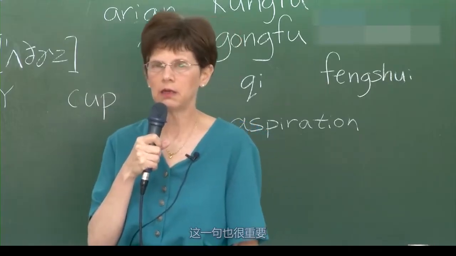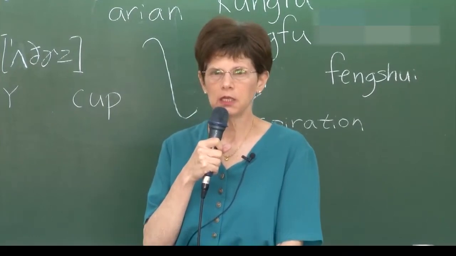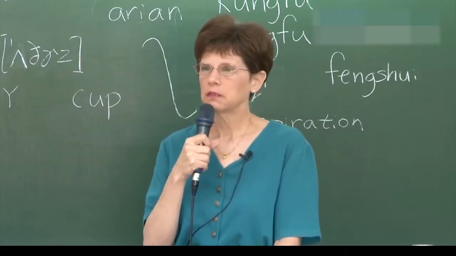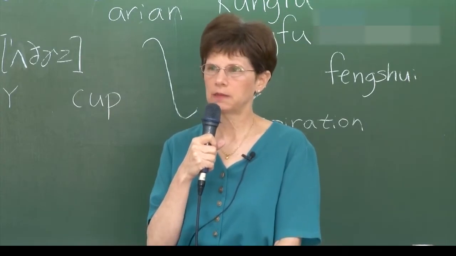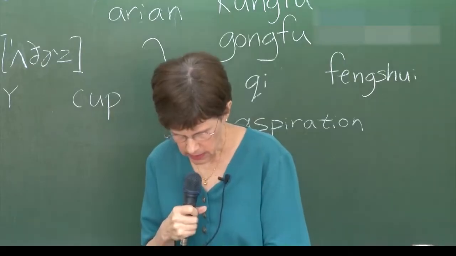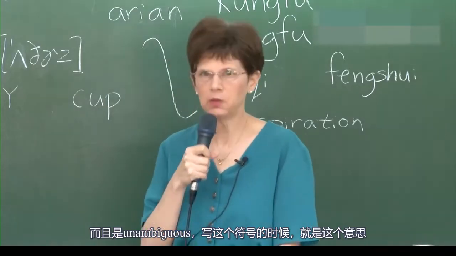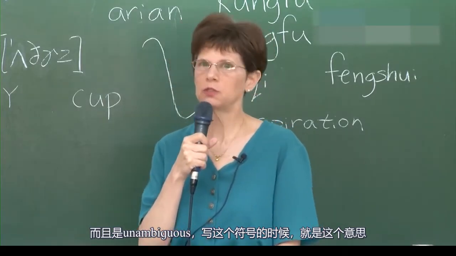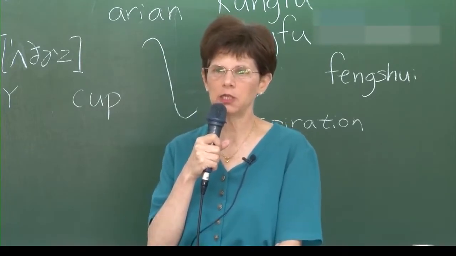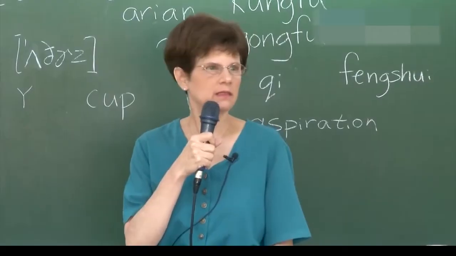These groups of sounds, the phonemes, are abstract units that form the basis for writing down a language systematically and unambiguously. 这句也很重要。phoneme 都是抽象的概念，我们怎么样运用这些抽象的东西呢？我们用来设计一个语言的什么？We use them to design what for a language? A writing system. 我们用来设计一个非常的怎么样 systematic 很有系统的一种书写系统，而且是 unambiguous。写这个符号的时候就是这个意思。That's what we try to do when we design a writing system for a language.